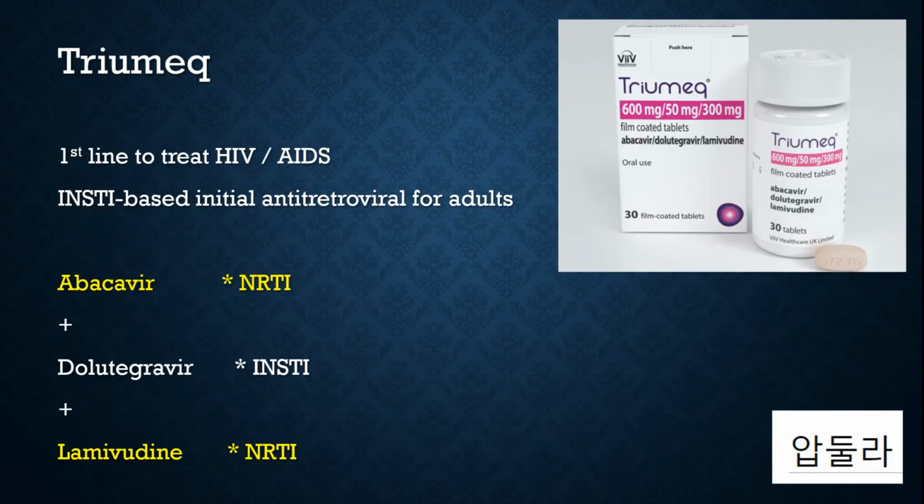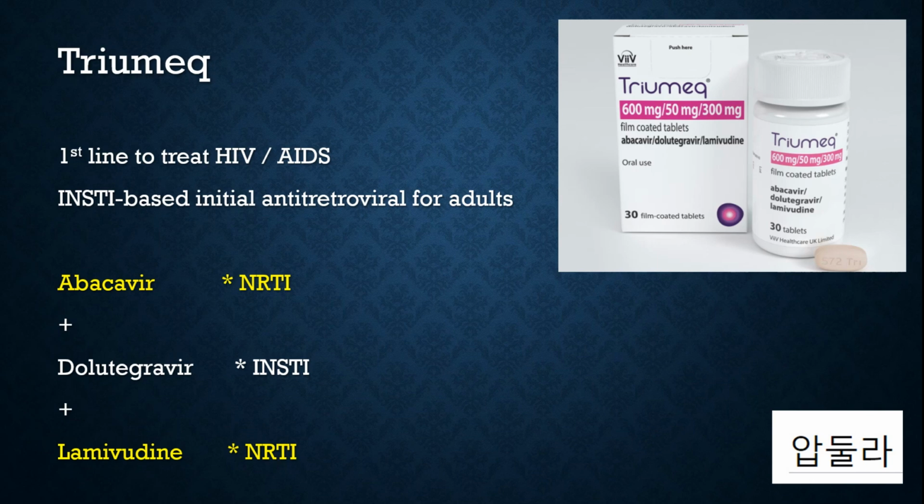Let's check out the very popular drug called Triumeq. It is first line to treat HIV, which is composed of 2 NRTIs plus 1 INSTI: abacavir and lamivudine plus dolutegravir. So that is Triumeq.